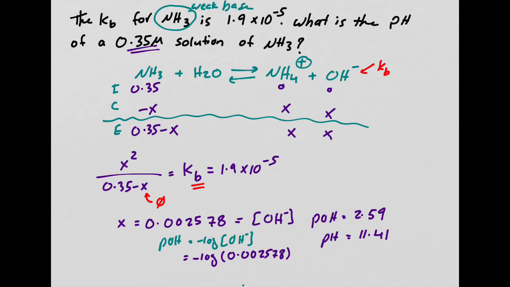That is going to be my pH. I have an OH, so I figured out the pOH as the easiest way. Subtract from 14 and you figure out the pH. Yeah, this was a weak base problem. So far, so good. Okay, let's go to the next one.